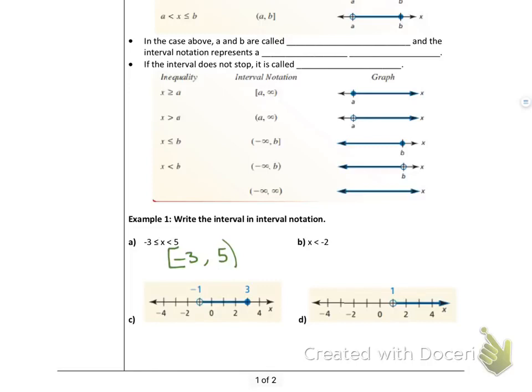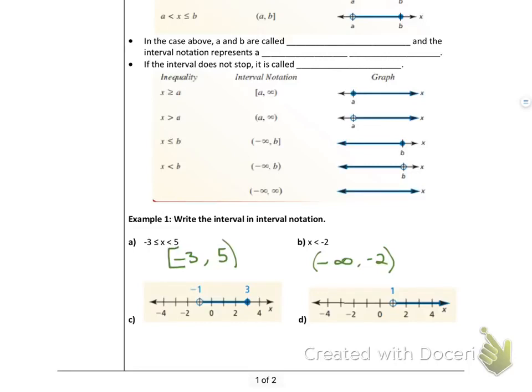Okay, let's look at B. For B, x is less than negative 2. Well, if it's less than negative 2, there's not actually an endpoint on the left. So it goes on forever on the left, which means that we're going from negative infinity to negative 2. So you put negative infinity, comma, negative 2. Infinities always, always, always get parentheses. And the negative 2, because there's not an or equal to, will also get a parentheses in this particular case. And that's just using an inequality.